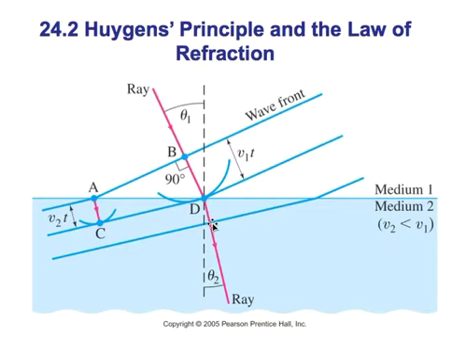So Huygens' principle can be used to explain this in terms of the wavefront propagating through the air in this particular picture and then striking the water. And because the speed of the waves is slower in the second medium, say water in this case, than it is in the first medium, which might be air, the waves will interfere in some way with each other and lead to the path of the waves bending.